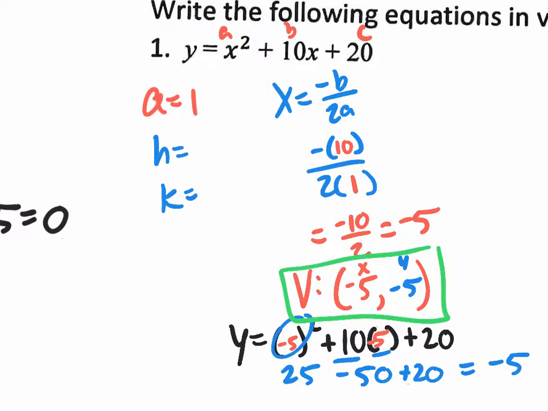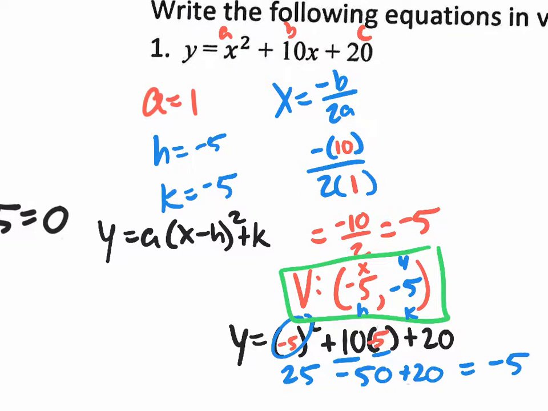So technically, we now know our h value and our k value. If I know my h value is negative 5 and my k value is negative 5, now I could plug it all into my vertex form, y equals a parentheses x minus h squared plus k. That's what we want to write. We want to write an equation in vertex form. So I want to rewrite my equation here.